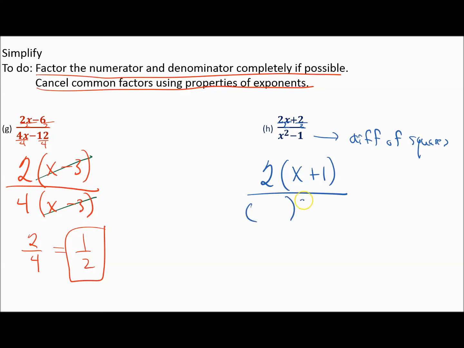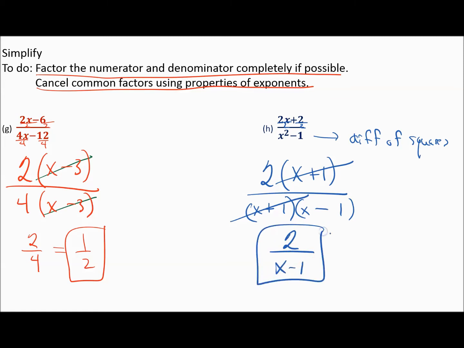So a difference of squares, remember you take the square root of the first term, which is x, in the first spot. The square root of the second term is 1 in the second spot. One of your factors is a sum. One of your factors is a difference. Now what I notice is this x plus 1 and this x plus 1 cancel. So I have a final answer of 2 divided by x minus 1.